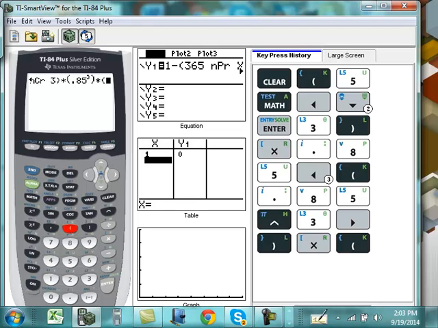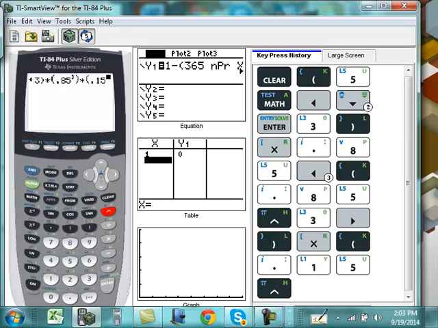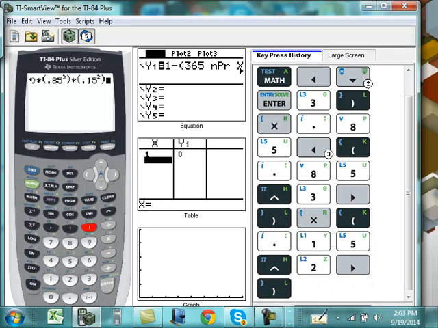And then 1 minus 0.85 is 0.15. Those two probabilities have to add up to 1. And then raised to the second power, close parentheses. Those two exponents have to add up to the number of trials. And then we hit enter. So that right there will calculate the binomial probability of 3 successes out of 5 trials.